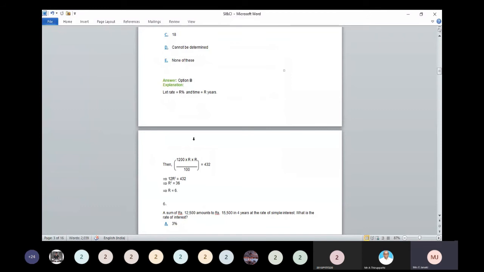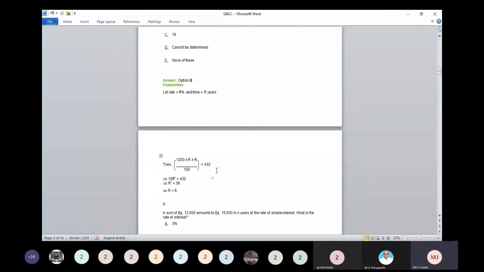So what is the simple interest formula? Write down the simple interest formula: PRT divided by 100. Now substitute. P is 1,200, the rate of interest is R, and the time is the same R. So 1,200 into R into R divided by 100. The first R denotes the rate of interest, and the second R denotes the time period.